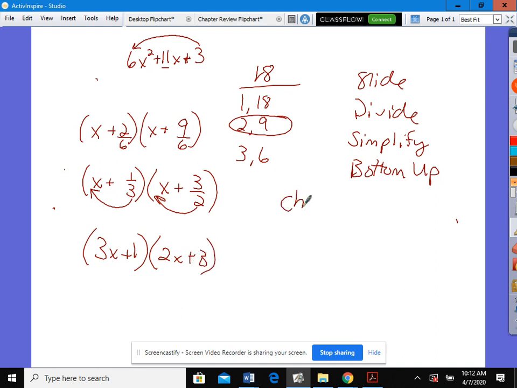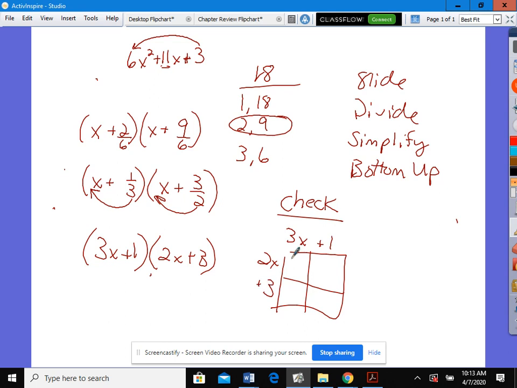If we want to do a little check here, we would use what we call the box method to multiply these together to make sure that we're going to get back to our original. So we went from standard form to factored form, and now we're going to go from factored form back to standard form to make sure it matches. So we do our little box here. We write our factor on the top, 3x plus 1. We write our factor on the left side, 2x plus 3. And then we multiply to fill in these boxes.